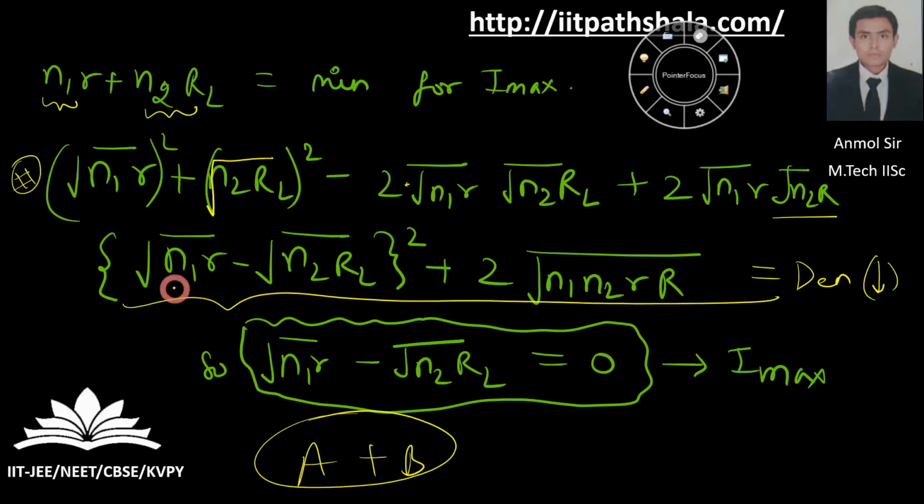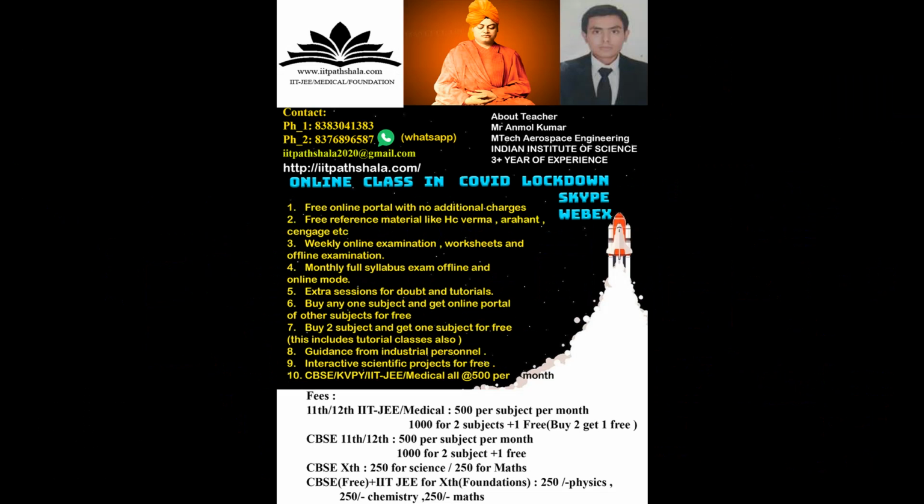So what I can do is, I can make my a term equal to 0. If I equate my a term to 0, I will be getting an expression of n1r and n2rl. Okay, so this condition will make my I maximum condition. Now move forward to the next question.